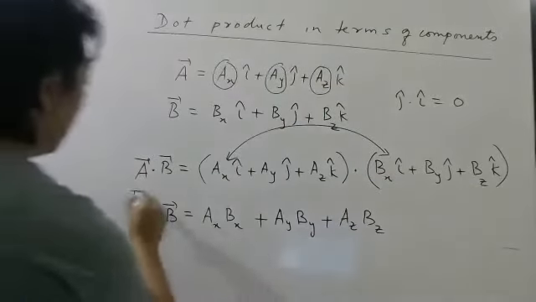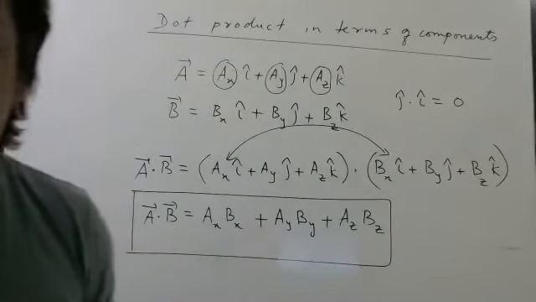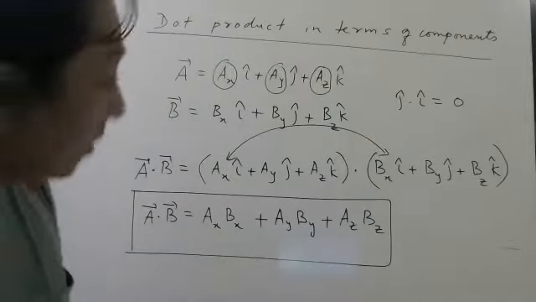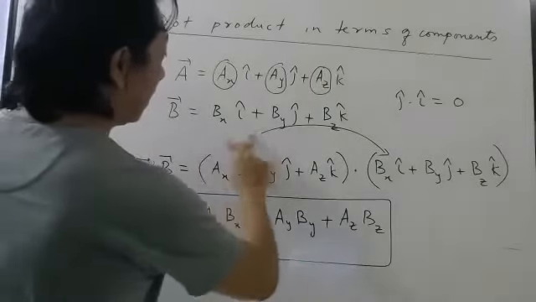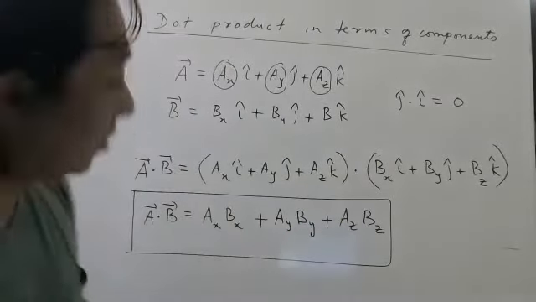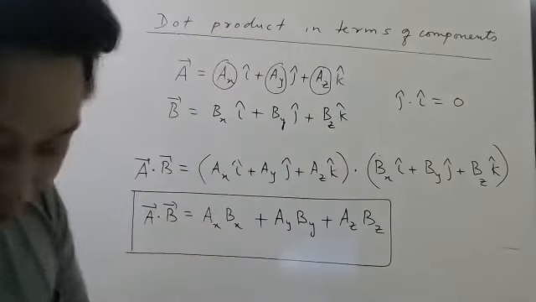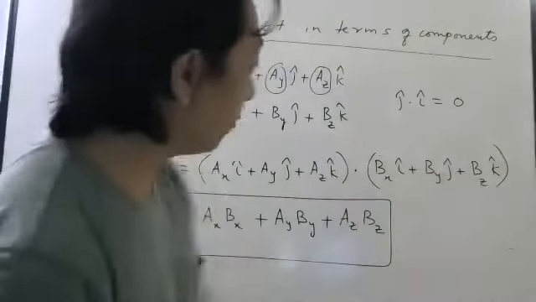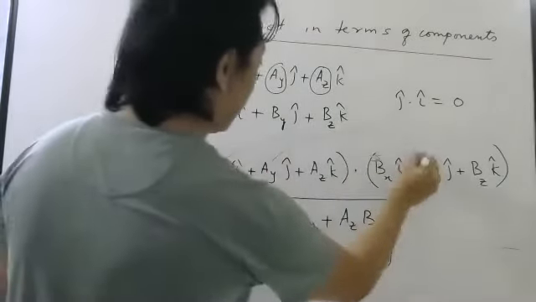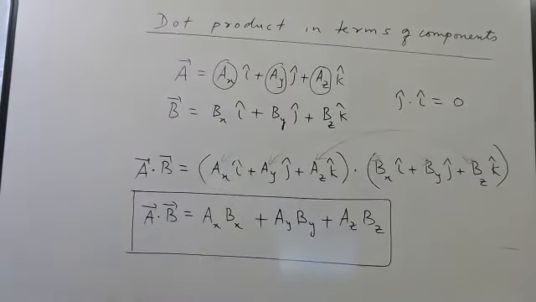So this is how you can easily find the dot product of 2 vectors if they give you components. Everybody understood? So basically, when you take the dot product of 2 vectors in the form of components, then this and this will survive, this and this will survive, this and this will survive. Okay.